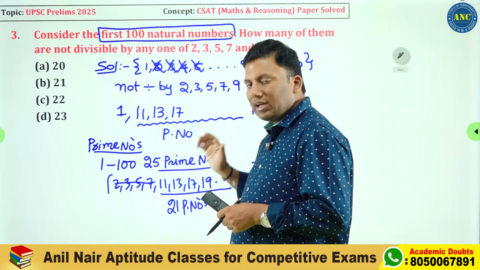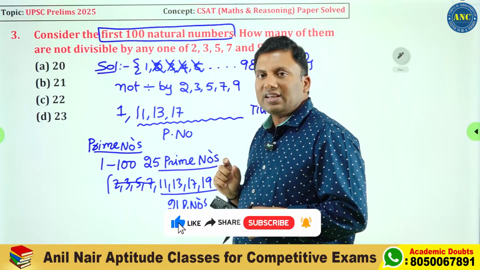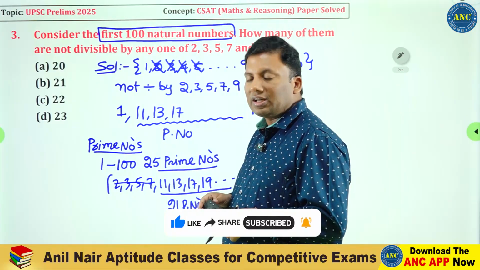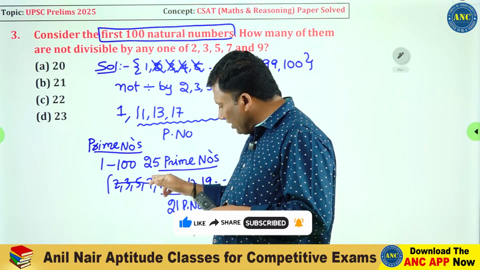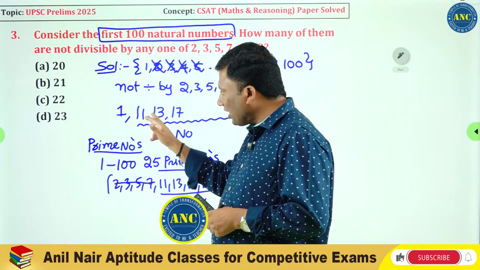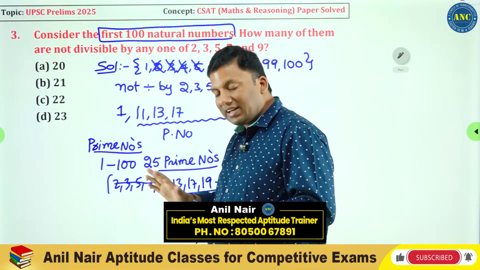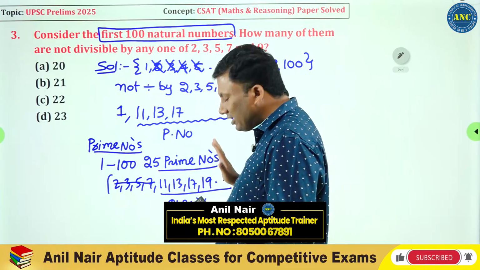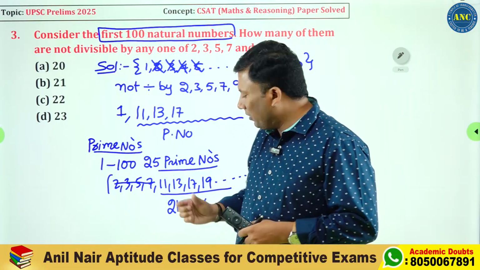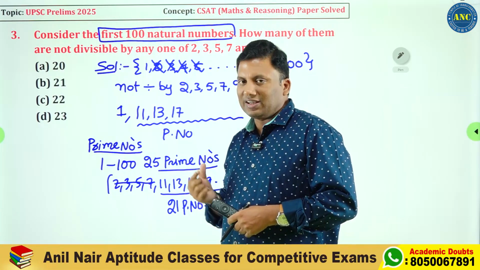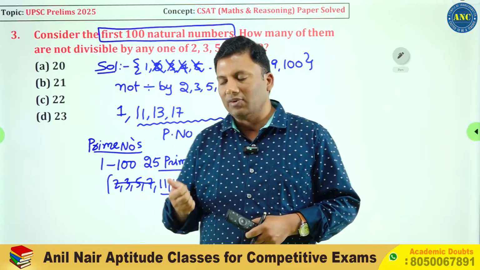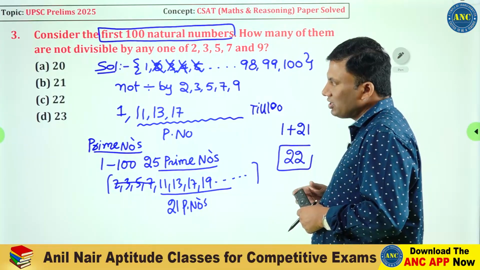Instead of counting, in prime number basics, there is a concept. From 1 to 100, there are 25 prime numbers. What are those prime numbers? 2, 3, 5, 7, 11, 13, 17, 19 and so on. It is starting from 11, so these 4 numbers I deleted. Out of 25, 4 numbers are deleted. Remaining 21. Here one more number is there. 1 is neither prime nor composite. 1 plus 21. Total answer for this question is 22.